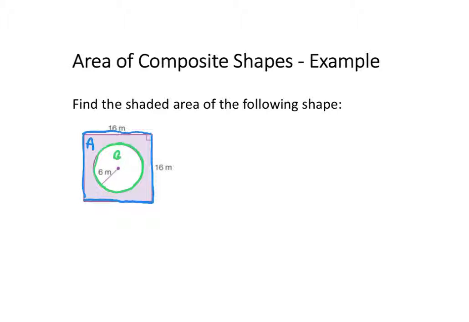So I start off with my square. The area of A is equal to the length squared. Going back to my original shape, I know the length of the square is 16. So I substitute that in. The area is equal to 16 squared, and 16 squared is equal to 256, putting in my units of measurement, meters squared. Now that I've done shape A, I need to go ahead and do shape B.